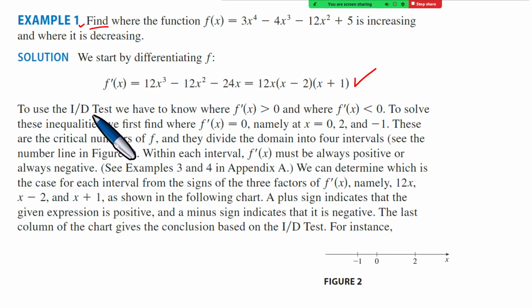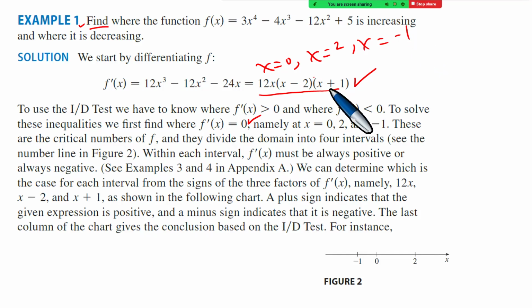To use the increasing derivative test or the decreasing derivative test, we have to know where the first derivative is positive and where the first derivative is negative. To solve these inequalities, we first find the derivative and equate it to zero. This is our strategy. When you equate this derivative to zero, we see that x is going to be 0, x is going to be 2, and x is going to be exactly negative 1. At the 3 critical points, these are the critical numbers of f. We call them critical numbers of the function, and they divide the domain into 4 intervals.